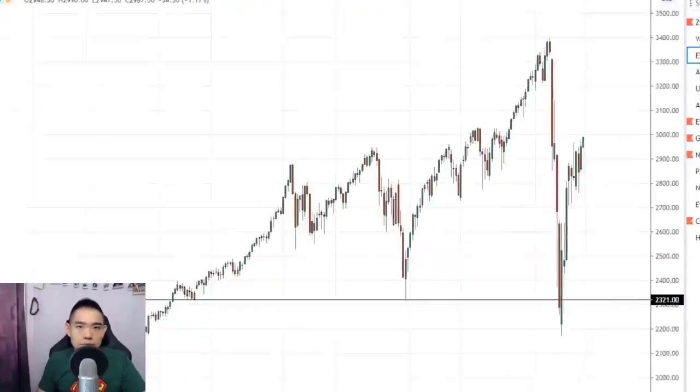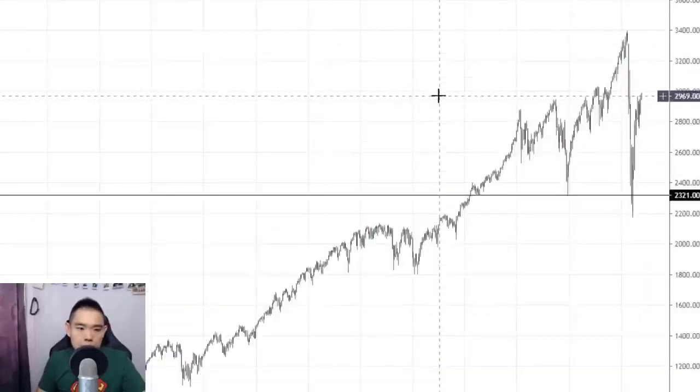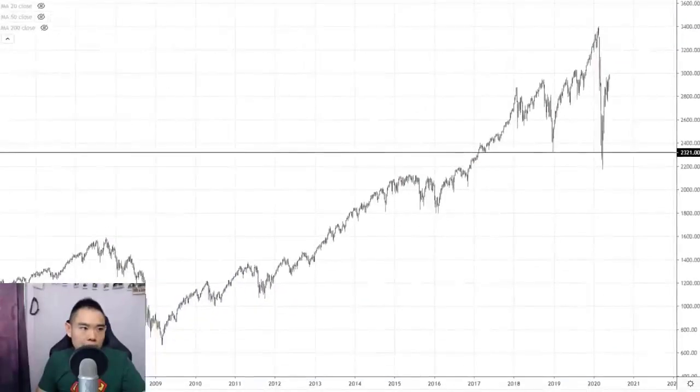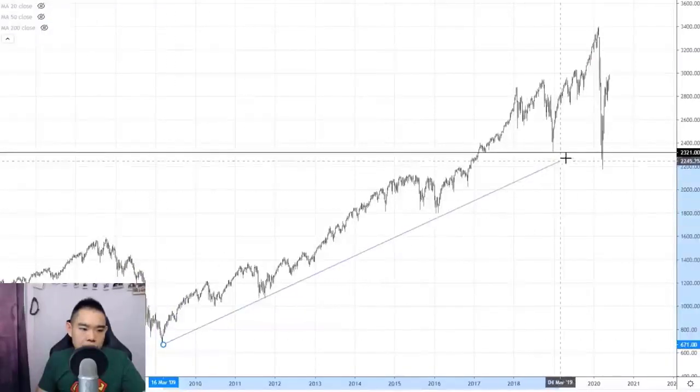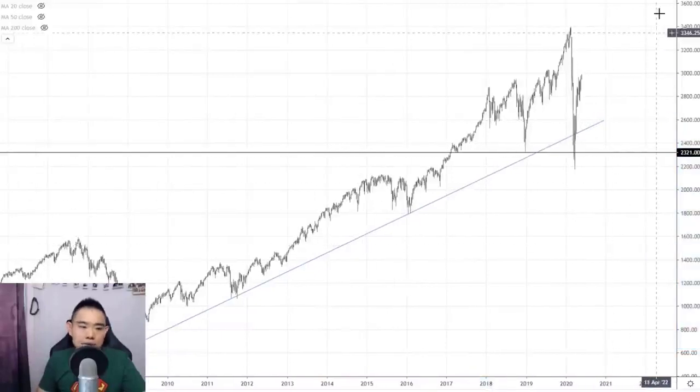You can see that this is an area of support tested once, twice, and this third time over here, very strong price rejection. And that's not all. If you look back in time, you are able to draw an upward trend line going back to the 2009 financial crisis, something like this.